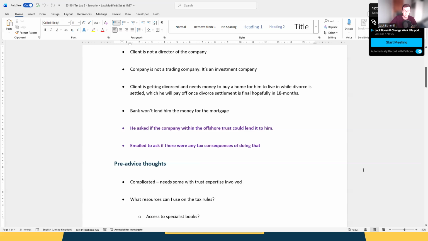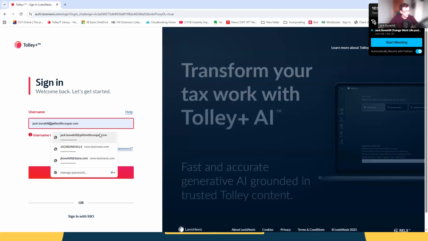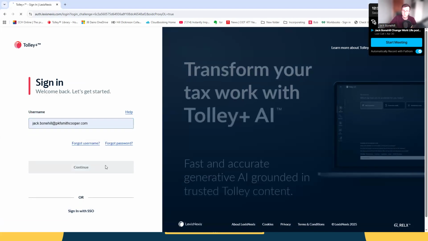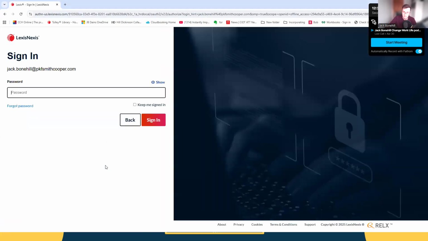Where do I start here? It feels complicated. So whenever something feels complicated, my starting point for finding a relevant resource is to look for a very specialist resource that's particularly on that subject. In this case, I want to see if I can find any resources that are specific to the taxation of trusts. So that's what I'm going to have a little look at now through Tolley's.